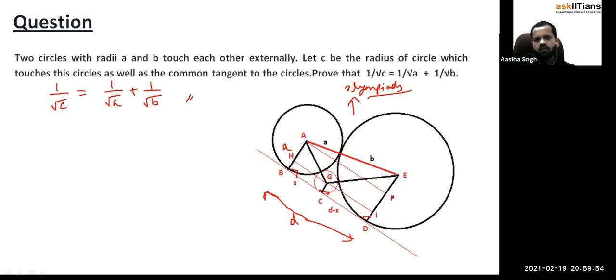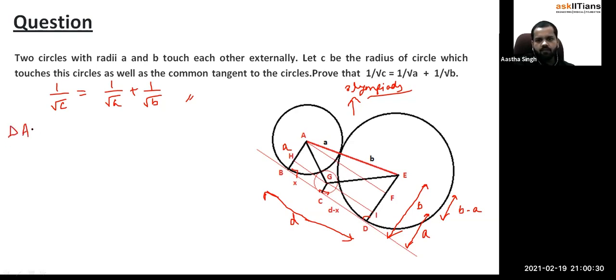Guys, what will be the length of EF? You know that ED is basically your B radius, and your FD is parallel to your AB, which will be equal to your A, right? So what will be the length of EF? EF will be your B minus A. I think the point is clear. Just look at the triangle. I'm just writing the equation. You will solve it and you will definitely get the desired result.